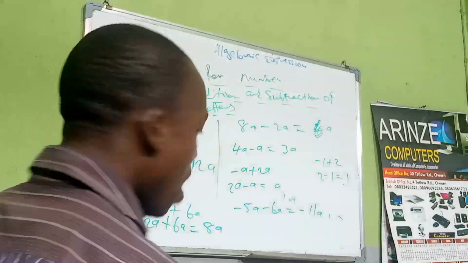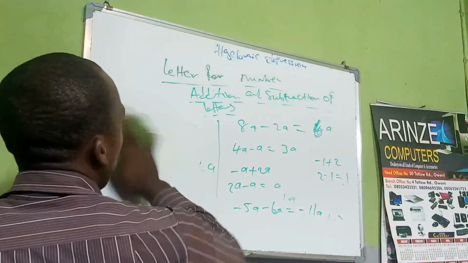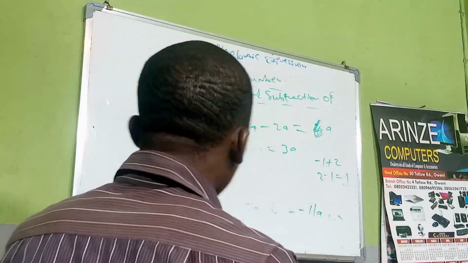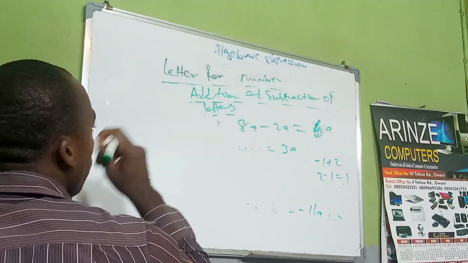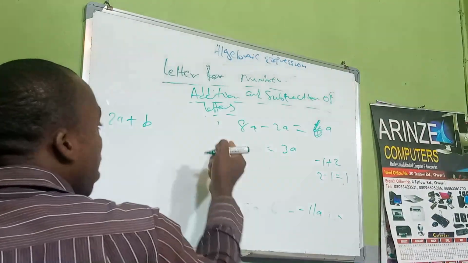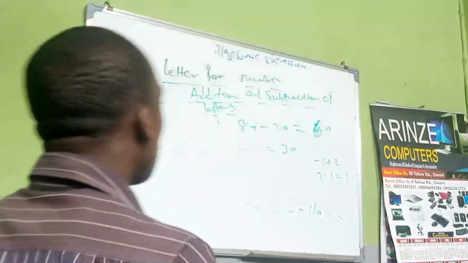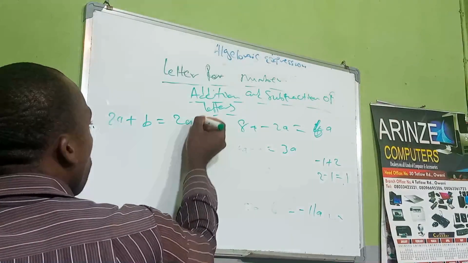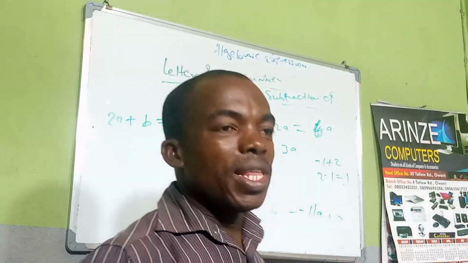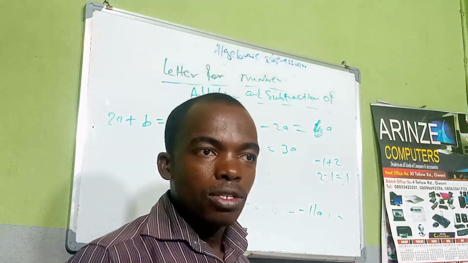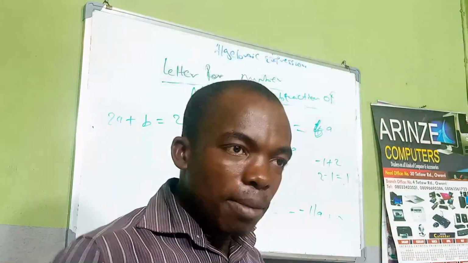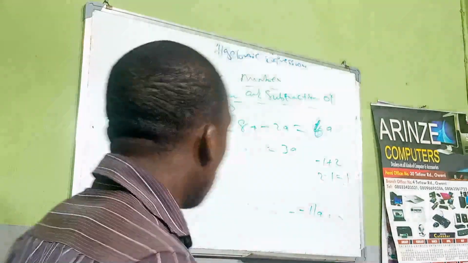But when we have 2A plus B, this cannot be added together. This one is also 2A plus B. You cannot add because they are not similar letters. You can only add similar letters. Do you understand? But these are not similar letters, we cannot add them. So that's it.